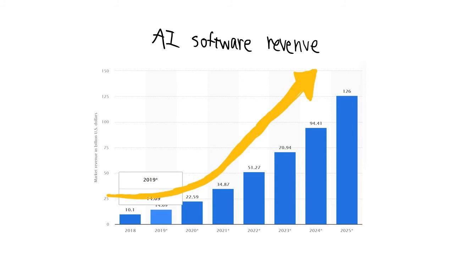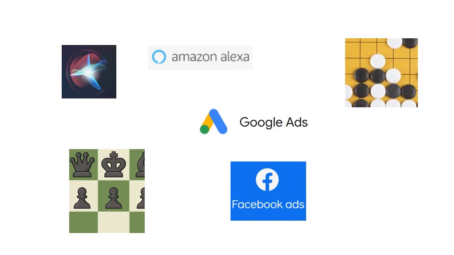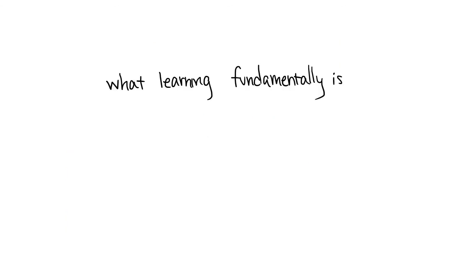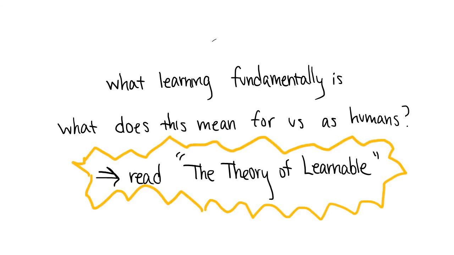In conclusion, artificial intelligence and machine learning have revolutionized the way we live. From smart assistants like Siri and Alexa to personalized ads to Deep Blue and AlphaGo, it seems as if AIs are learning at an astonishing rate. This makes it extremely important to think about what learning fundamentally is and what this says not just about machines, but about us as humans. To begin to think about such questions, The Theory of Learnable is a paper that every computer scientist should read.